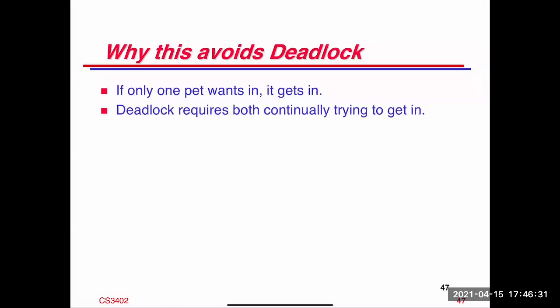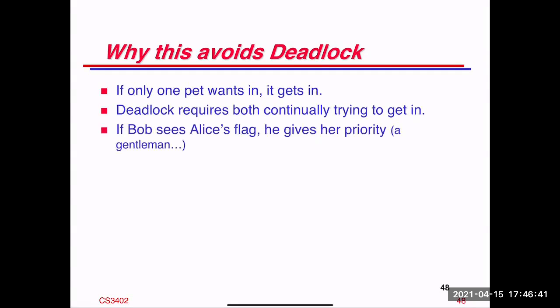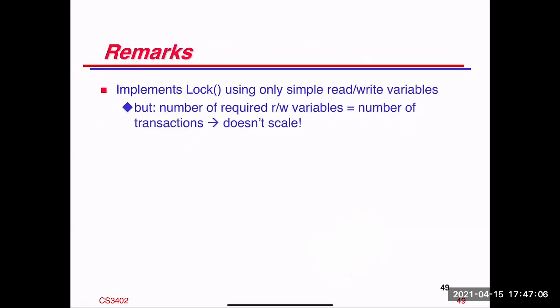So that's fine. And to get a deadlock, we would need both pets to continually try to get in without succeeding. Okay, but we know that if Bob sees Alice's flag, he will give her priority, right? Because he's going to just lower his own flag and then try again later on. All right, so again, this shows that deadlock freedom holds. And don't worry about these formal arguments here. They're not going to be part of the final exam. This is just for your understanding.